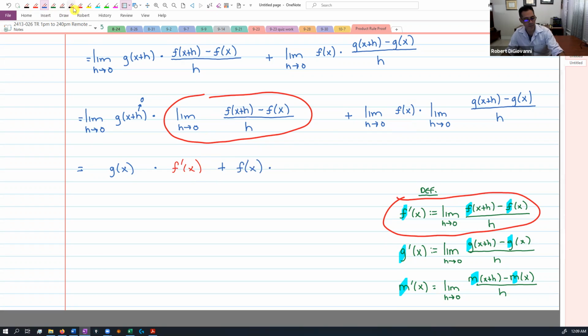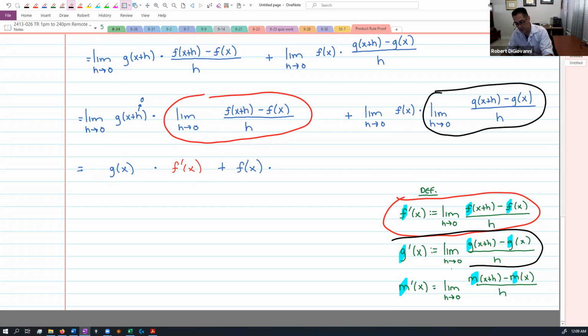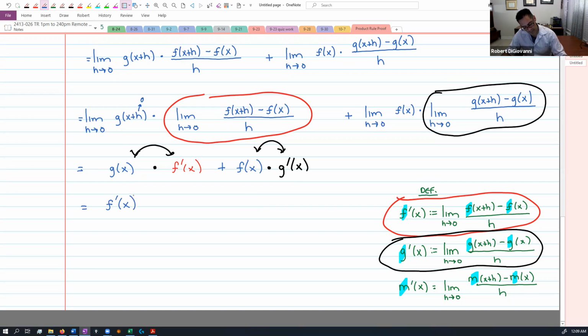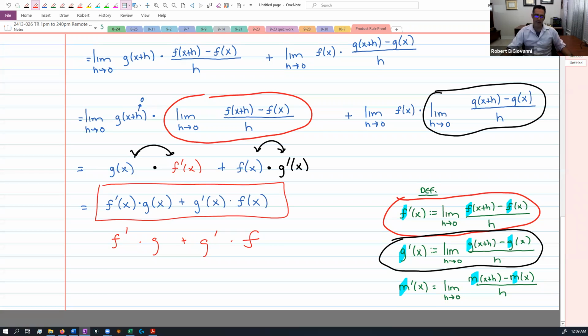And then times, and then again, this is the definition of g prime right there. And so that becomes g prime of x. And now, because multiplication is commutative, I'm just going to switch the order of these and switch the order of those. And if I do that, I think you see it already. You probably saw it a few steps ago. It's going to be f prime of x times g of x plus g prime of x times f of x, which the way I wrote it in class is f prime times g plus g prime times f. And therefore, you have the proof, right?